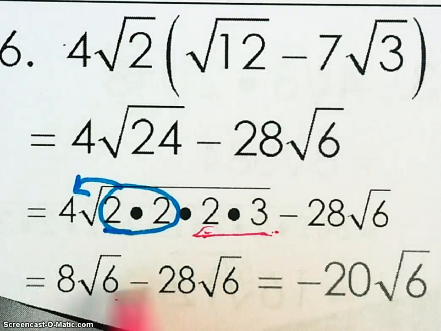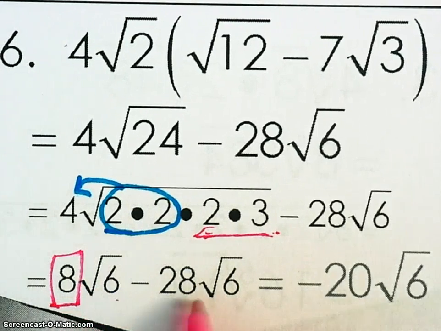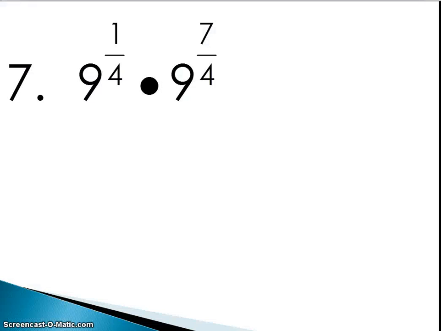So now I have 2 radicals that have the same radicand. So I can combine these numbers out front, and I get negative 20.